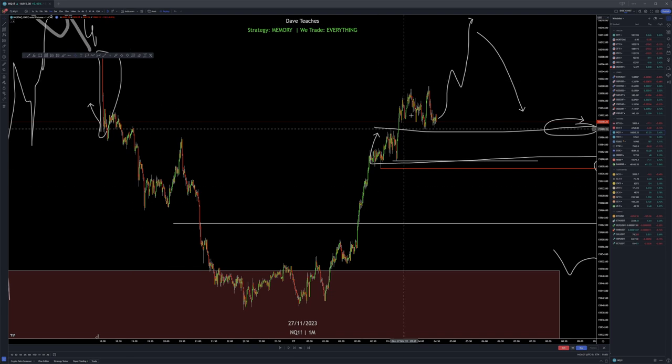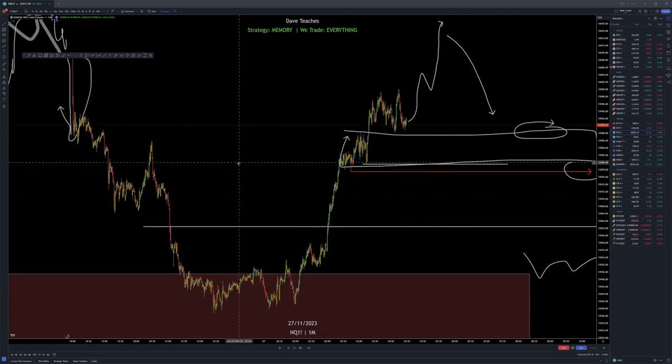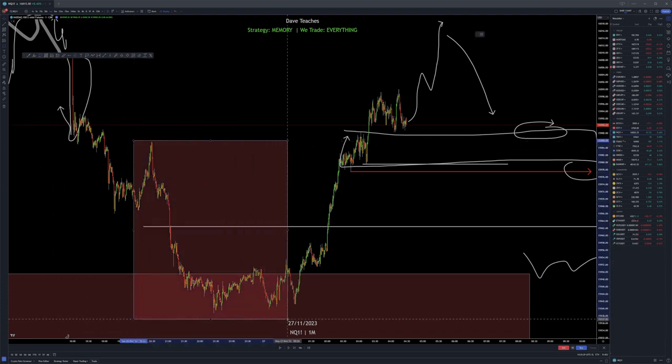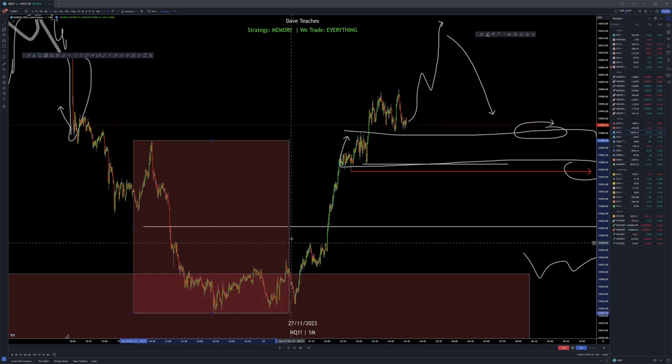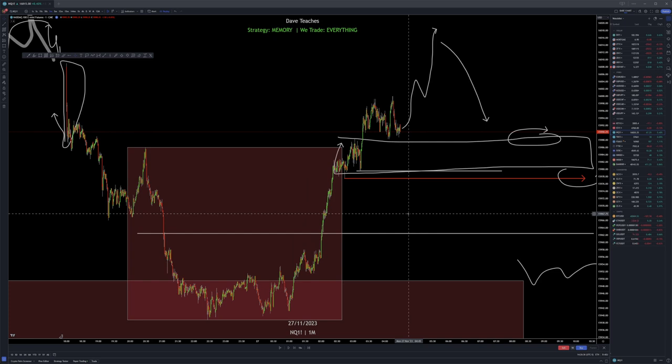So for anybody else, do you guys have anything set up? Any entries set up? Where would you be looking to long versus short? As you guys know, this is the previous swing or the down candle on a higher time frame. So what would some of you guys be looking for?